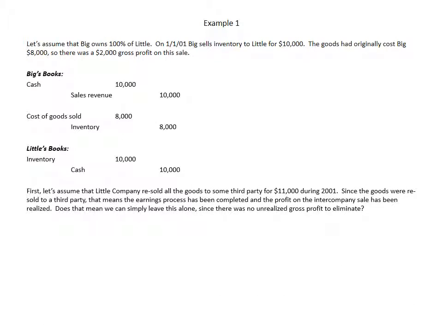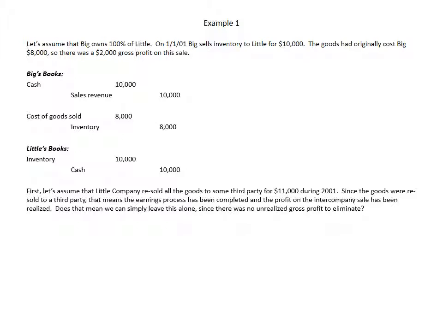Now, first, let's go ahead and assume that Little Company resold all this merchandise to some third party in 2001, and let's say they sold it for $11,000. Now, the price they sold it for to that third party is irrelevant to the elimination process, but it's nice to have a concrete number to point at and talk about. Since the goods were resold to a third party, the earnings process has been completed, the profit on the intercompany sale has been realized, and that inflated merchandise is no longer in our accounting system.